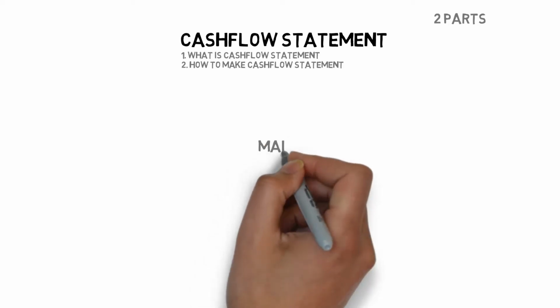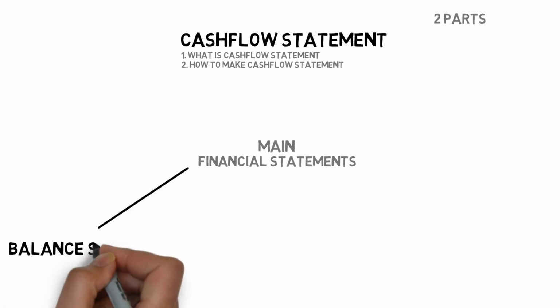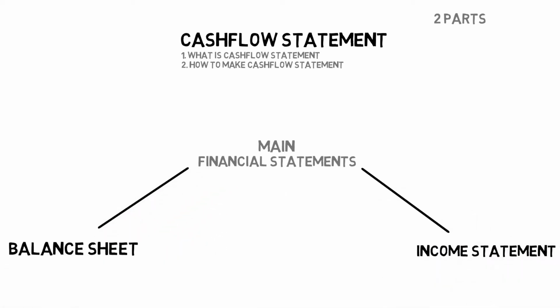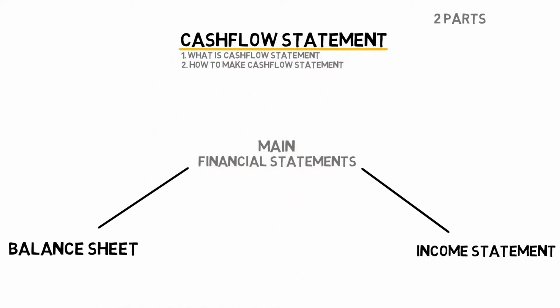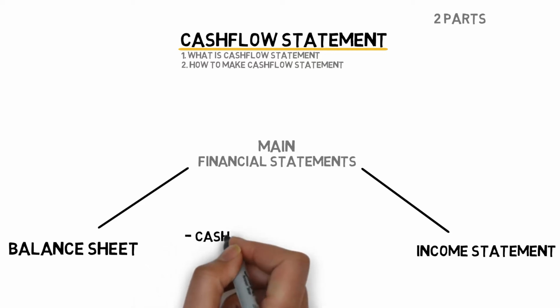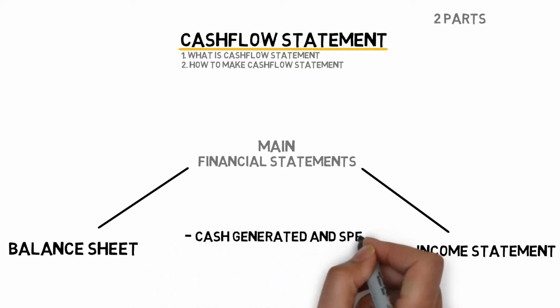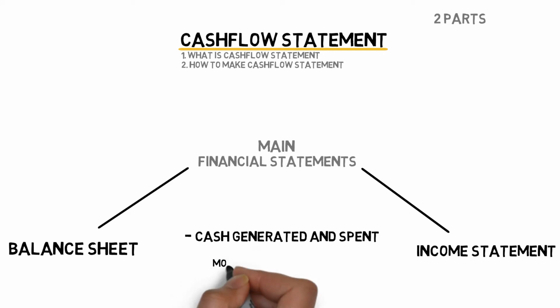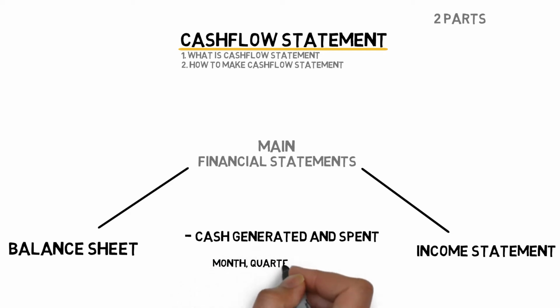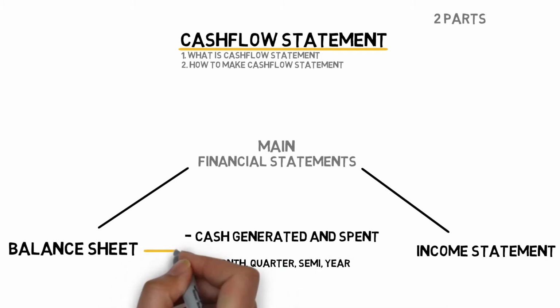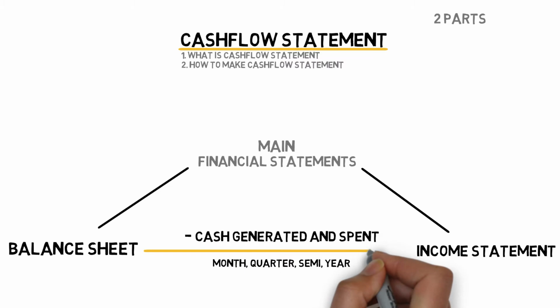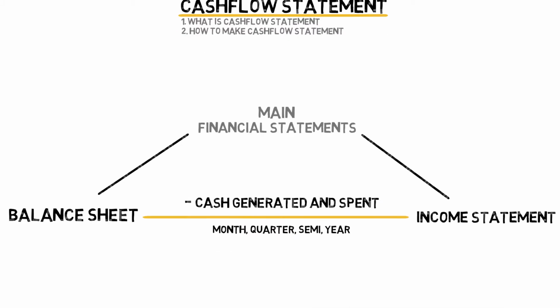Previously, we learned that there are three main financial statements in a company's annual report. The first one is the balance sheet, then the income statement, and lastly, the statement of cash flow, or cash flow statement. A cash flow statement is a financial report that reports the cash generated and spent during a specific period of time, for example, a month, quarter, or a year.